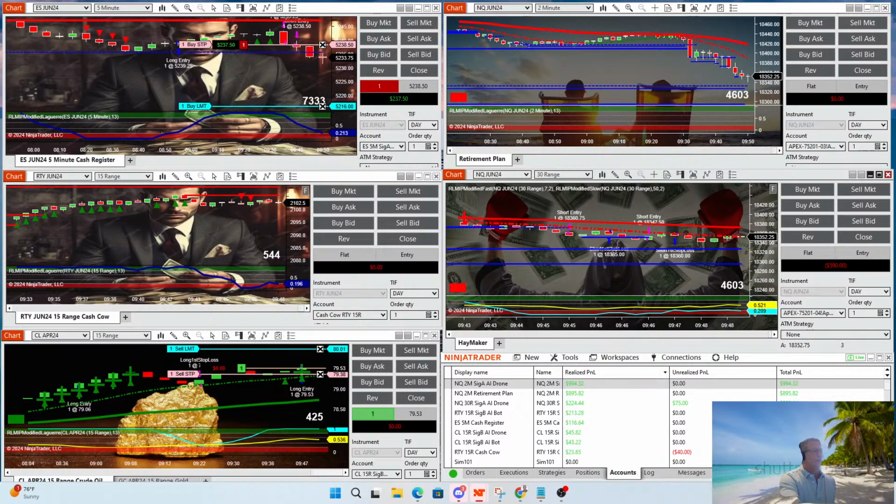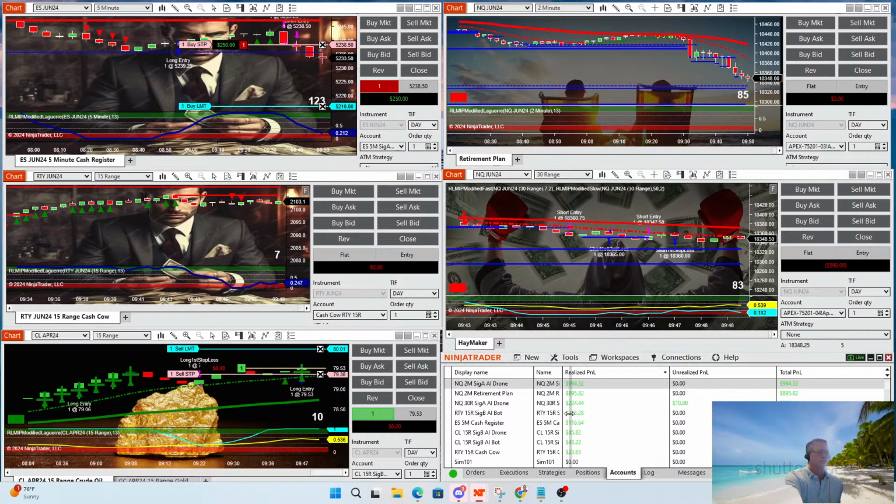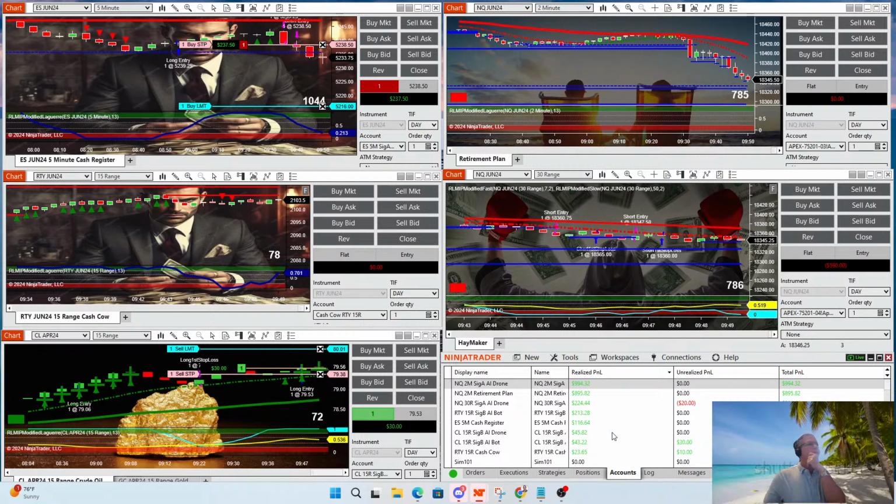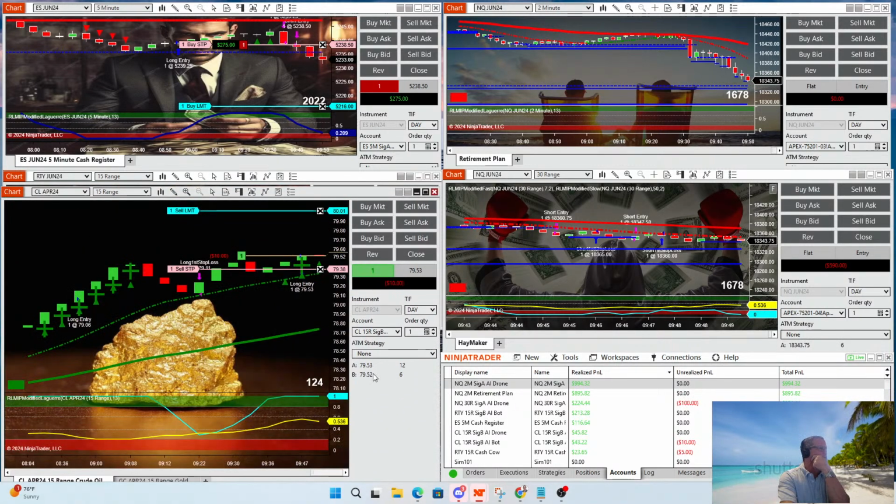That 2-minute signal B, I think, gives it a little more room, about 50 ticks. So the signal A didn't bite on these short moves. It's looking for a reversal to go up to the upside. Crude oil has been a hot strategy. Let's see what crude oil does here.